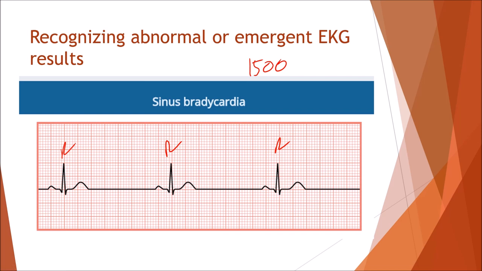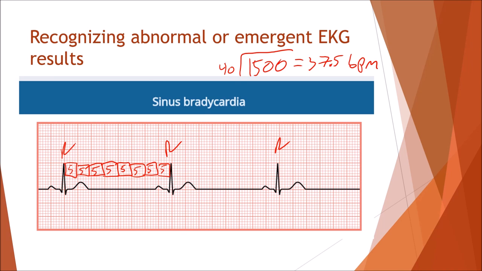I already told you that in one big square, you have five little squares, right? Big square, five little squares. And then here we have another five. So from R to R, we have 5, 10, 15, 20, 25, 30, 35, 40. All we're going to do is divide 1500 by 40, which equals 37.5 beats per minute, which is less than 60, so that is bradycardia.